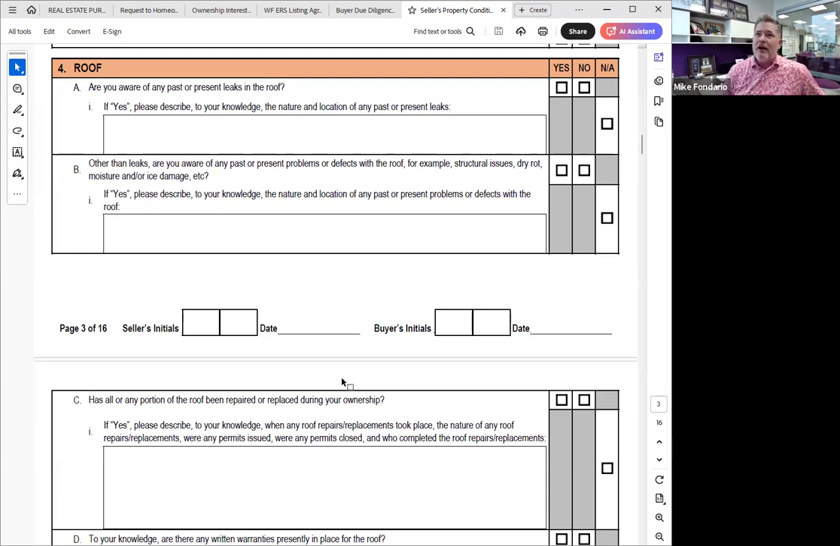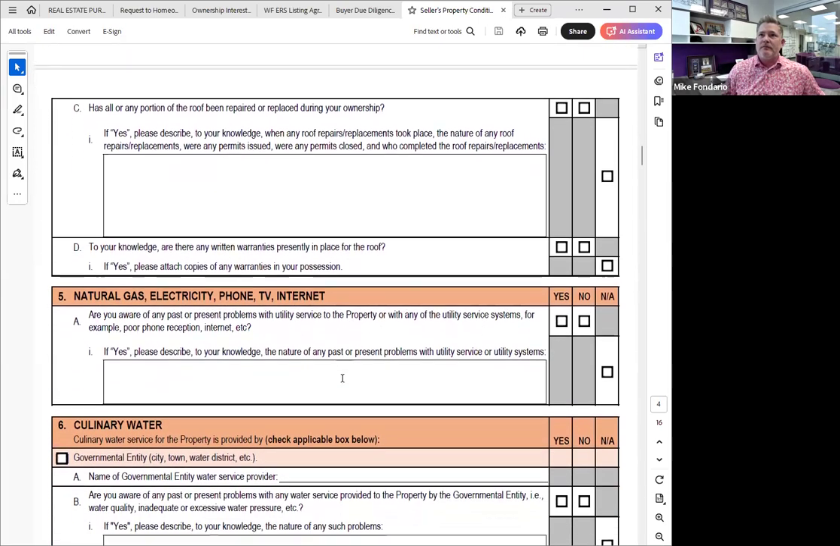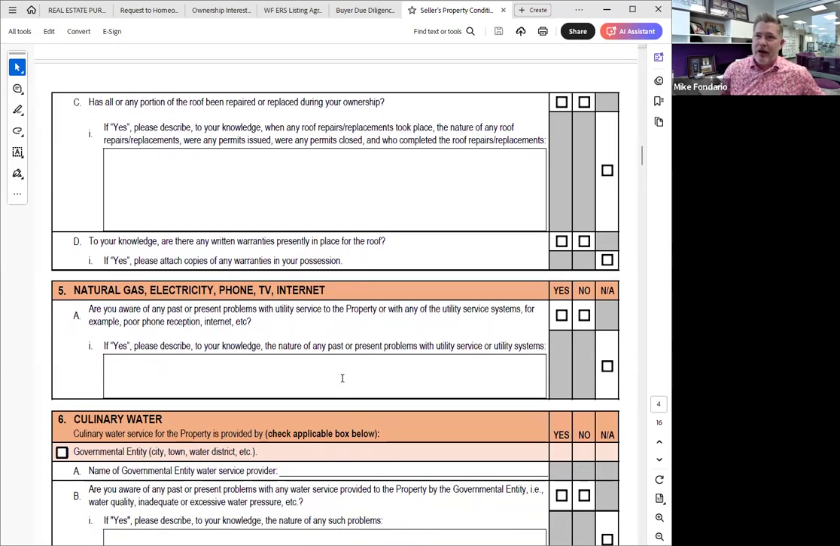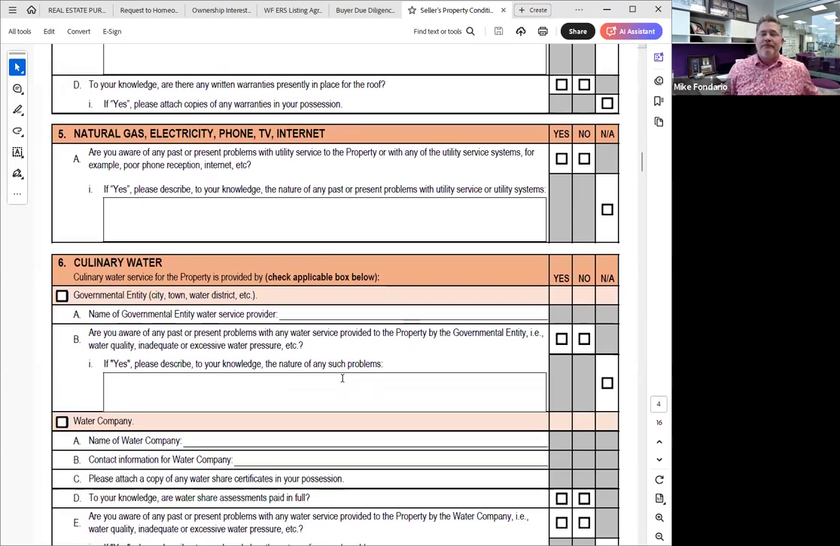Other than leaks, are you aware of any past or present problems or defects of the roof, structural issues, dry rot, moisture, ice damage, etc.? And then of course, has it been repaired or replaced? These ones are kind of basic. Are you aware of any problems with utility service of the property or with any utility service systems? A good example of this, this paragraph includes natural gas, electricity, phone, TV, internet.